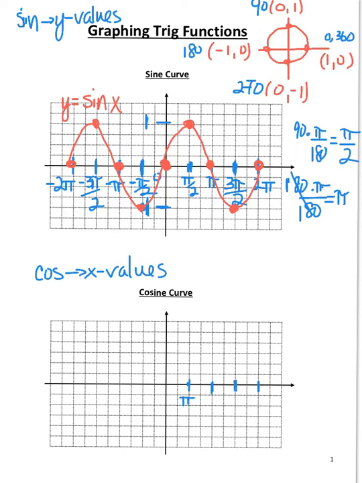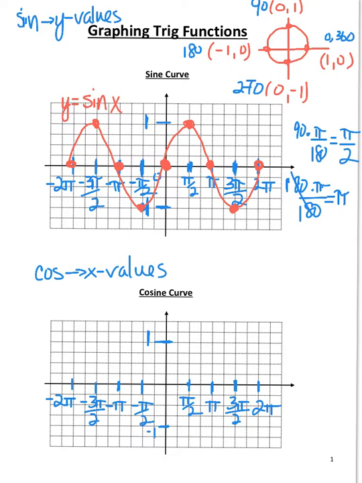And remember, we're going to go pi over 2, pi, 3 pi over 2, and 2 pi. We're going to do the same thing on the left-hand side of the y-axis. So I've got negative 2 pi, negative 3 pi over 2, negative pi, and negative pi over 2. Okay, it's the same unit circle, so our maximum is going to be at positive 1, and our minimum is going to be at negative 1. So I'm going to go up 4 boxes and put a 1, and I'm going to go down 4 boxes and put a negative 1.